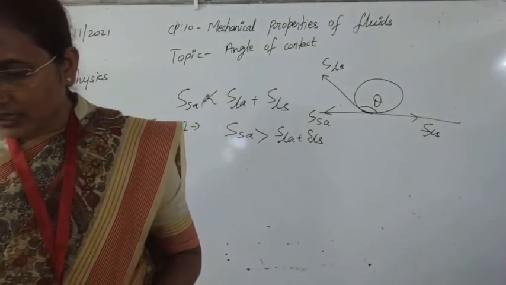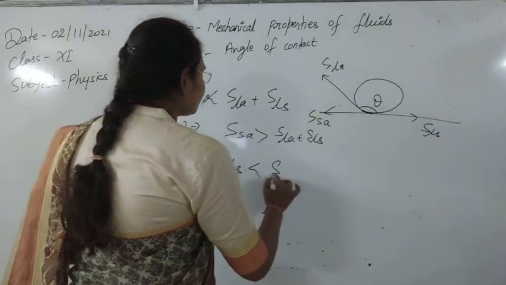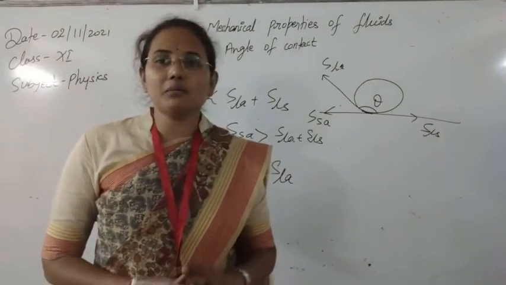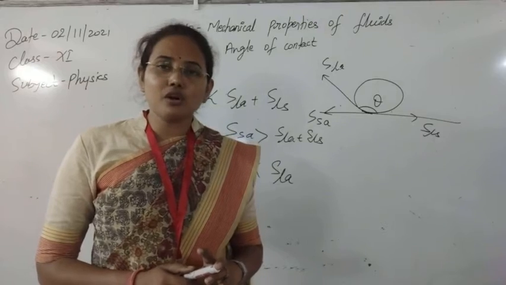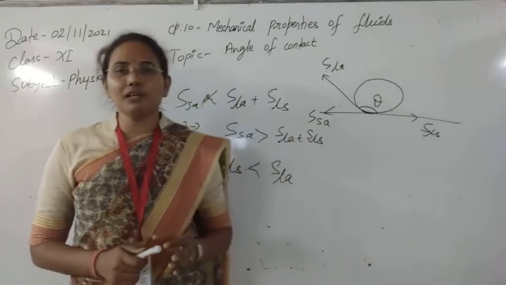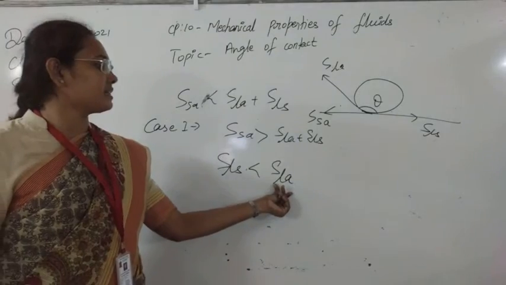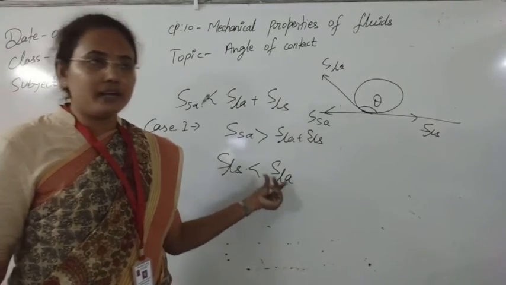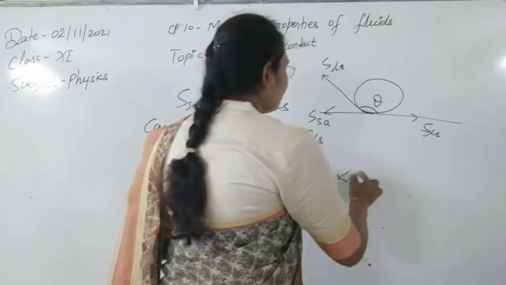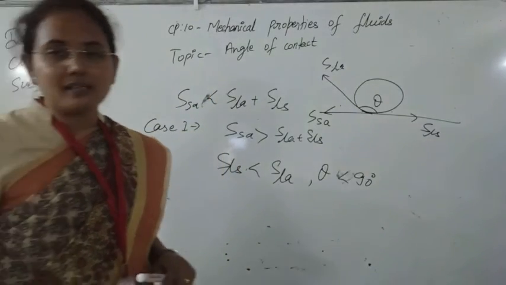So if the liquid is not in equilibrium, then SLS will be less than SLA. It means in this case the force of cohesion between the molecules is less than the force of adhesion between the molecules of two surfaces, one of the liquid and one of the solid surface. So the surface tension along the liquid-solid surface in this case is less than the liquid-air surface, and due to that the angle of contact obtained is less than 90 degrees. It means in this case the angle of contact obtained is an acute angle.